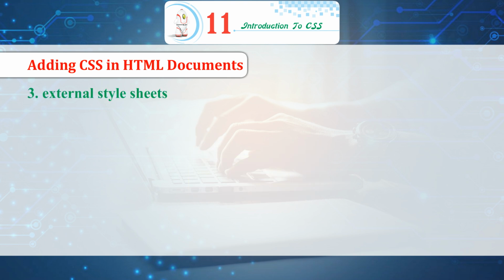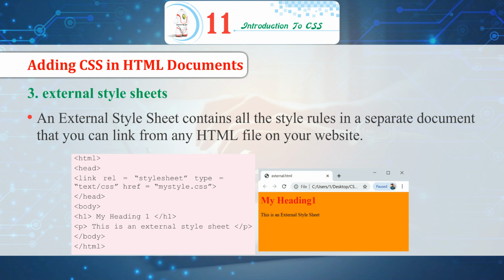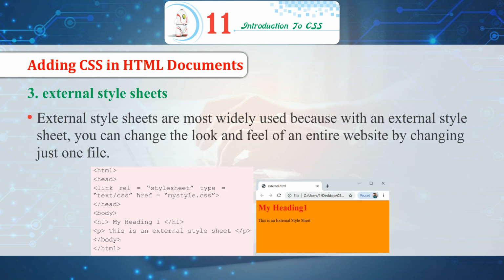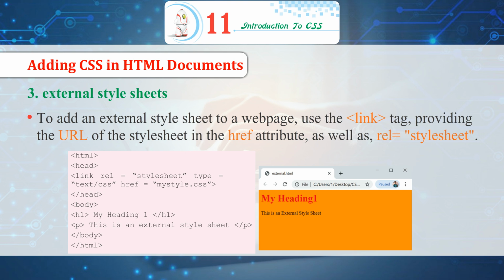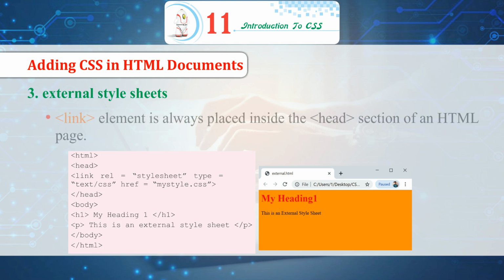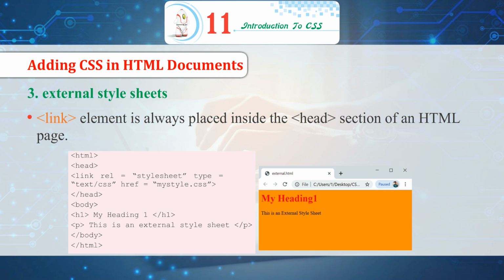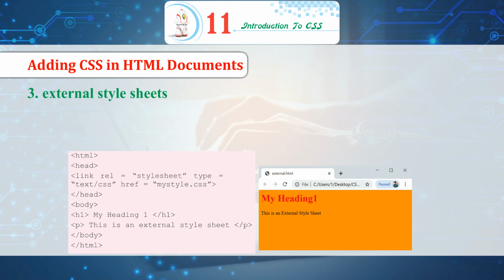3. External style sheets. An external style sheet contains all the style rules in a separate document that you can link from any HTML file on your website. External style sheets are most widely used because with an external style sheet, you can change the look and feel of an entire website by changing just one file. To add an external style sheet to a web page, use the link tag, providing the URL of the style sheet in the href attribute as well as rel equal to "stylesheet" in double quotes. The link tag element is always placed inside the head tag section of an HTML page.